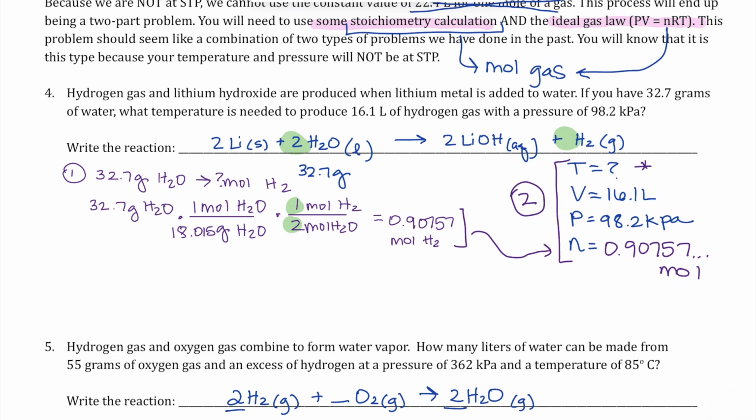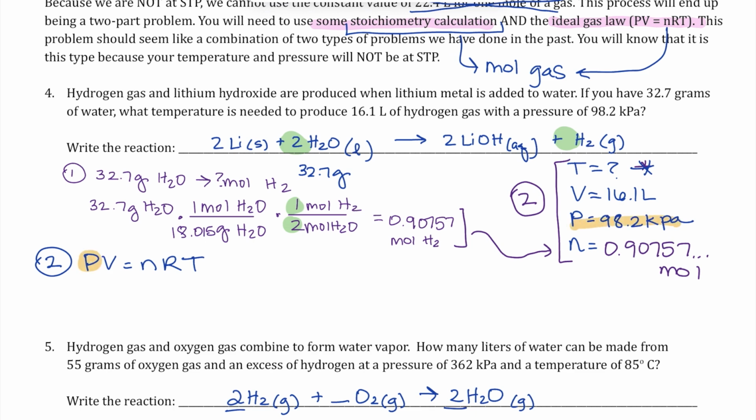All right, so now let's do the second part of that problem, because again, we ultimately want to find that temperature. Well, we know for a gas, pressure times volume equals moles times R times T. We are now going to have pressure.